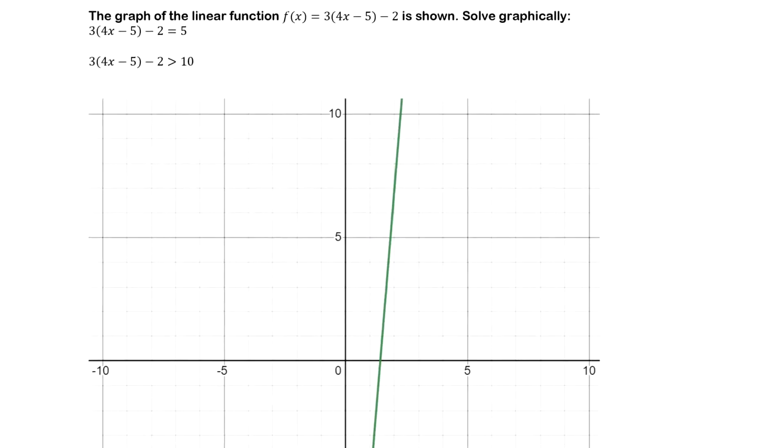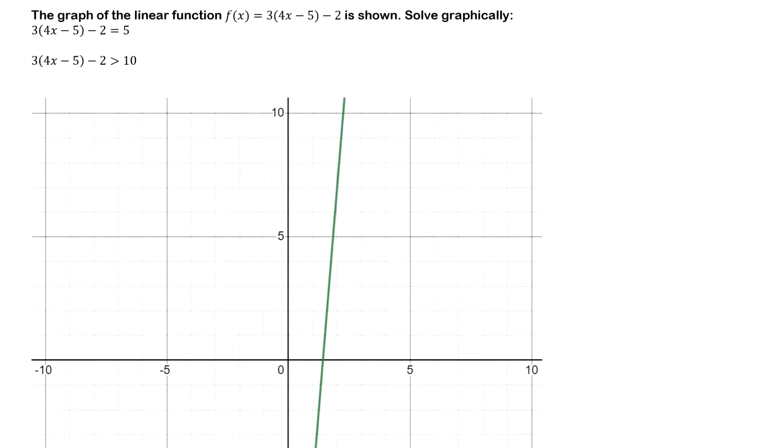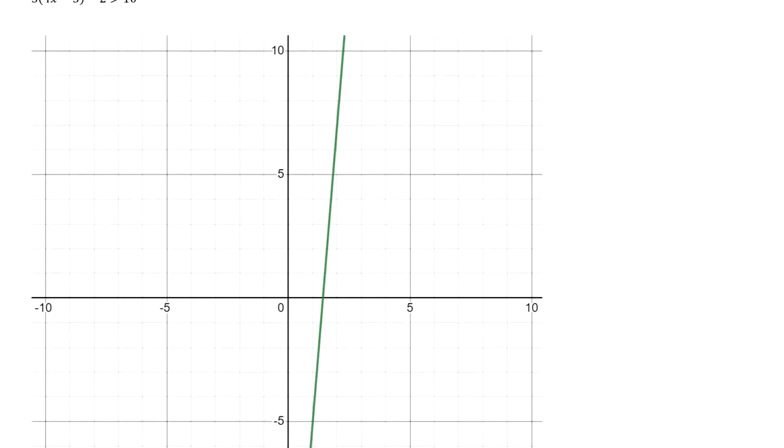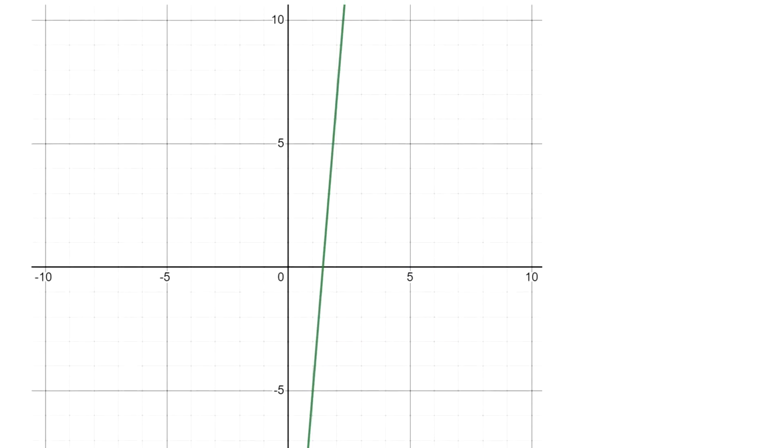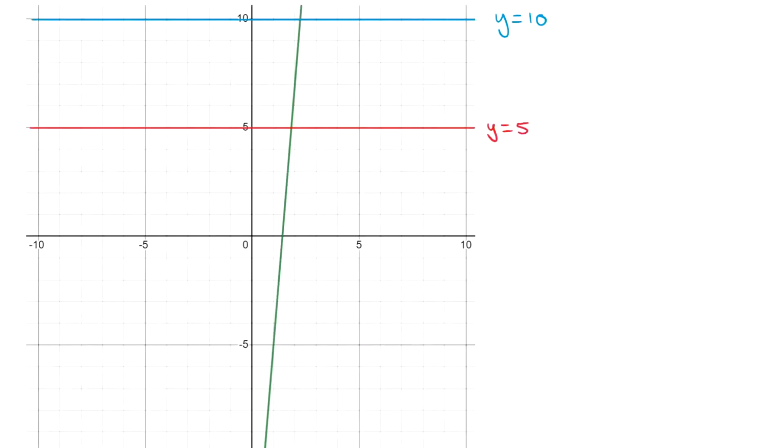The graph of the linear function is shown on your screen. Solve graphically when it equals 5 and when it's greater than or equal to 10. So the first thing we need to do is draw our horizontal lines. Now that we've done that, we can see where they intersect our function line, and we can draw down a vertical line to find our x solutions.